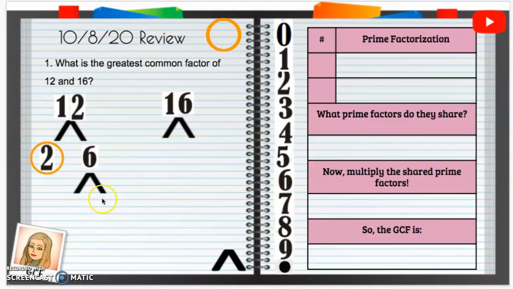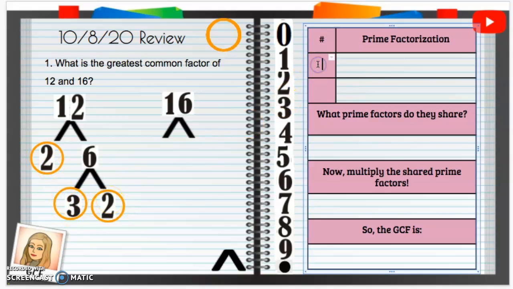So if we do 6, what times what equals 6? 3 times 2. Remember, not 3 times 3. 3 times 3 is 9. 3 plus 3 is 6, but we're multiplying. So it's 3 times 2. Bada bing, bada boom. Can we go any further with this factor tree?